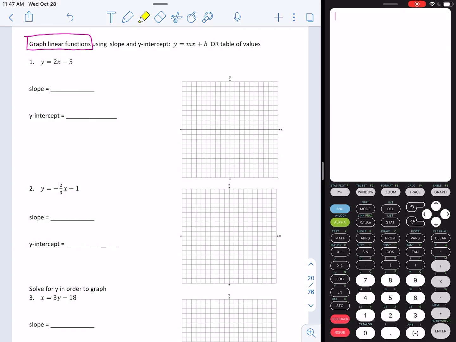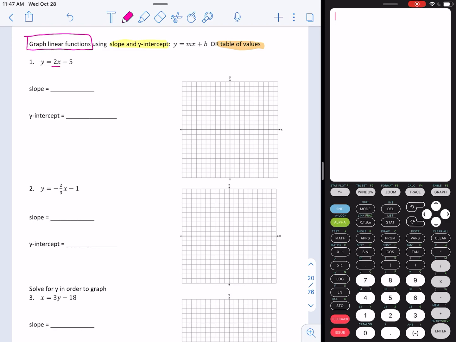We're going to use slope and y-intercept, and then we're also going to talk about doing it from a table of values, which you already knew how to do. But I like to connect that you can give this either way, so you can choose what you're more comfortable with, okay? So for this equation right here, y equals 2x minus 5.